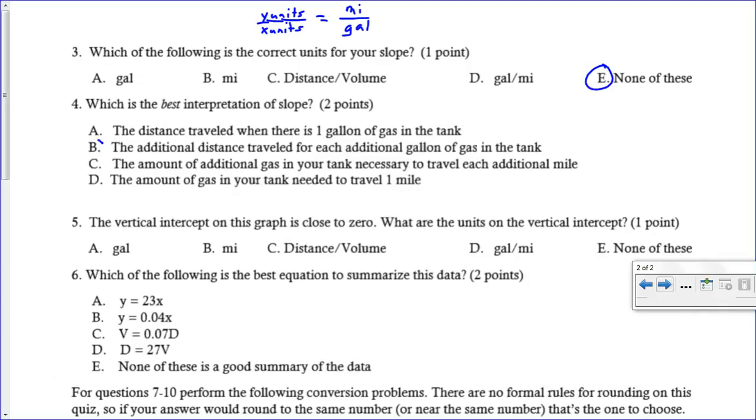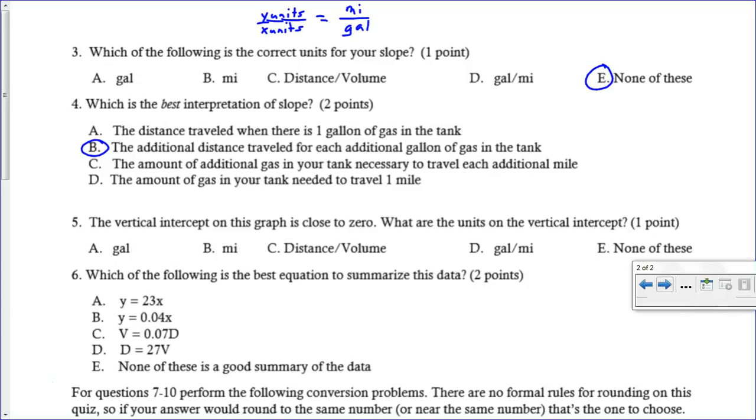All right, so B actually sounds like a pretty good answer here because it's saying how far you'll go for each additional gallon that you have in the tank, miles per gallon, okay? The amount of additional gas in your tank necessary to travel each additional mile. Okay, C is talking about gallons per mile, all right? So that's not your slope because it's got the units reversed there. And then D is the amount of gas in your tank needed to travel 1 mile.